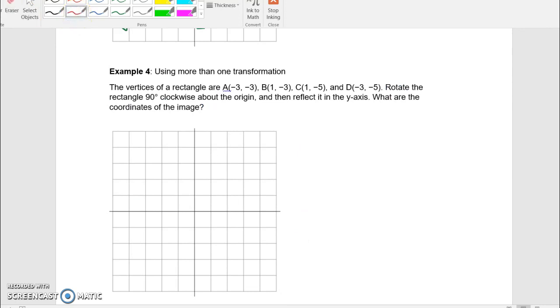Okay, our last one is having us use more than one transformation. So we're going to have a figure, then we're going to have image 1, and then image 2. So let's start by graphing our figure. A is at -3, -3. B is at -1, -3.